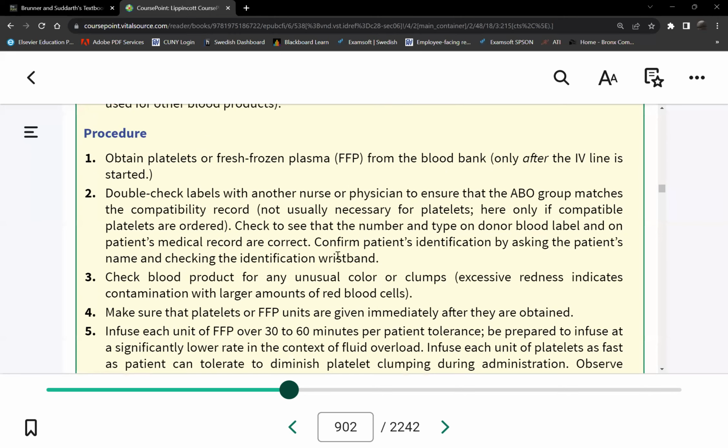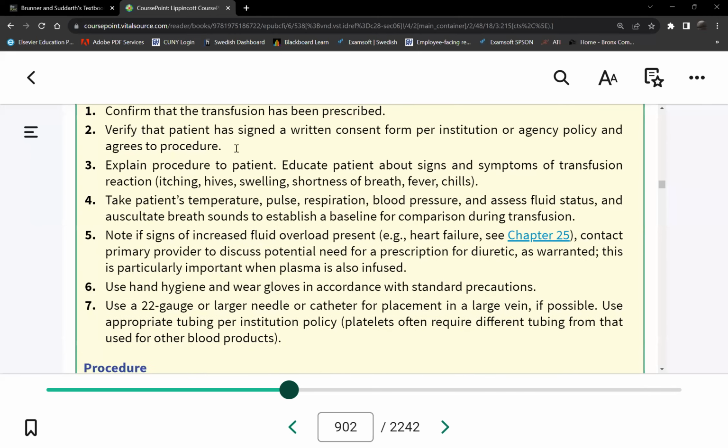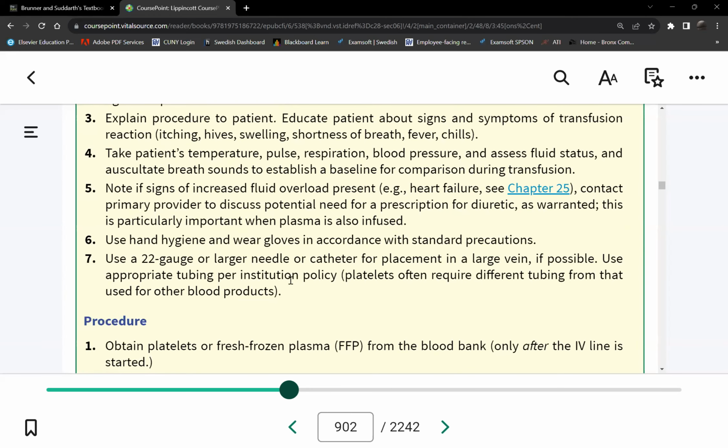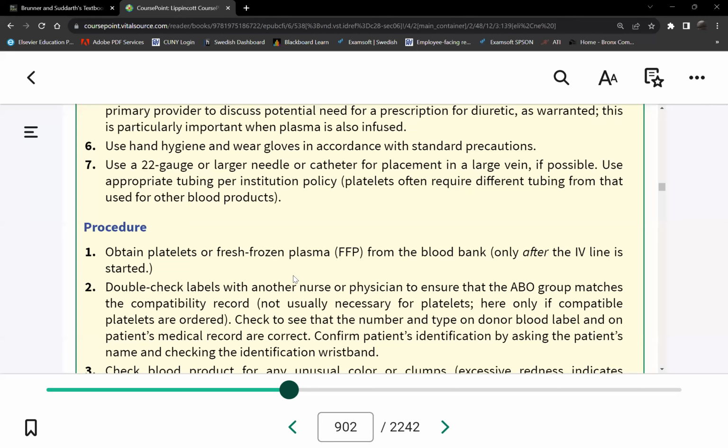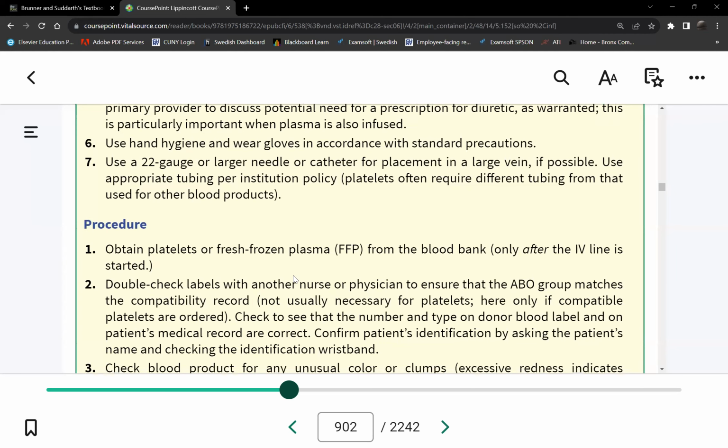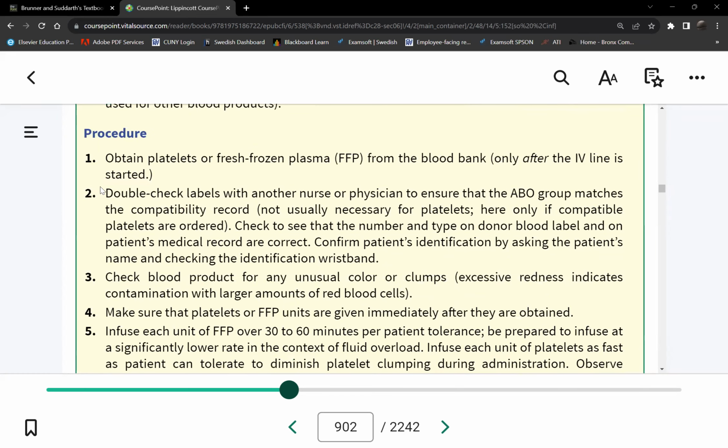20. Alrighty, okay. So here, you did the same, got consent, and then prepared the blood tubing. You primed the line with saline. Now you got consent, you got the order. Now send someone, or you go yourself, to get the blood product. So for platelets or plasma, it's the same.